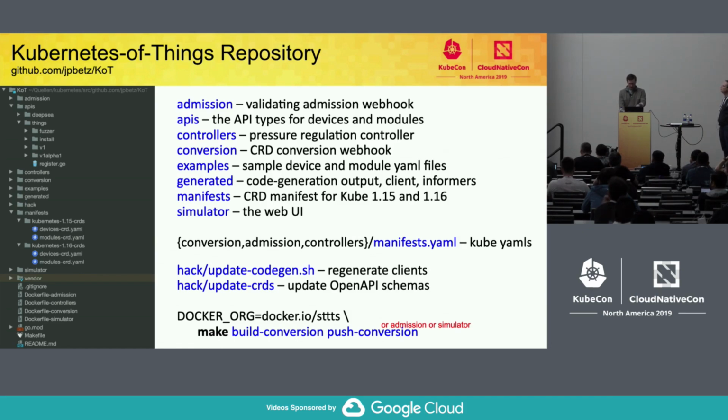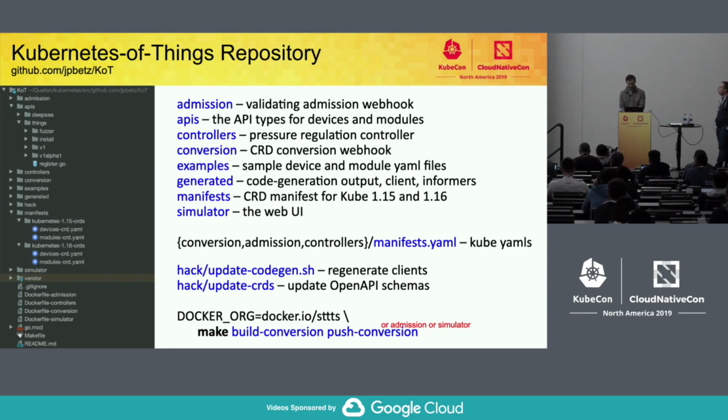In addition to those main things, which are all related to the types, we have an admission, a controllers, and a conversion directory. Those are all where we're going to be writing code. The admission contains an admission webhook, conversion contains a conversion webhook, and controllers contain some controllers that we're going to be using with our CRDs. Our examples directory contains some actual custom resources that we're going to load into our cluster in just a minute so that we have the modules and the devices for our specific example. And within the conversion, admission, and controllers directories, there are manifest.yamls that we can use to load those things into our cluster. And I'll show you how to do that in just a moment.